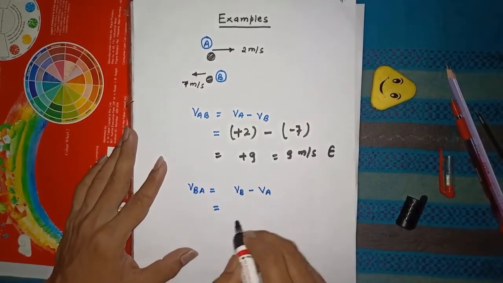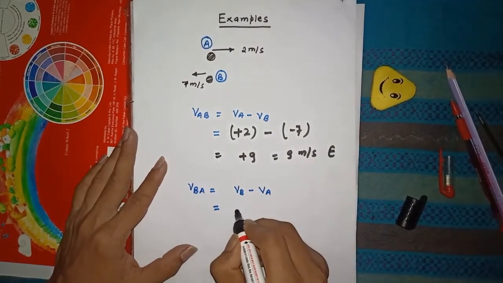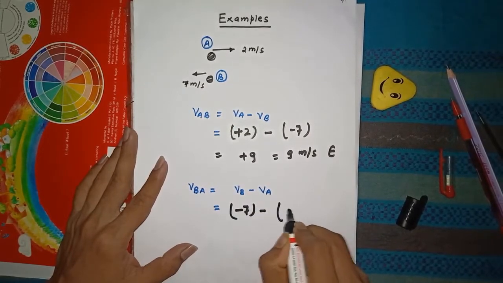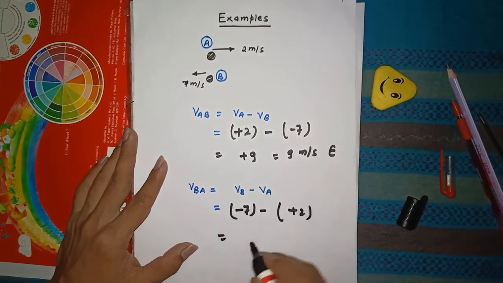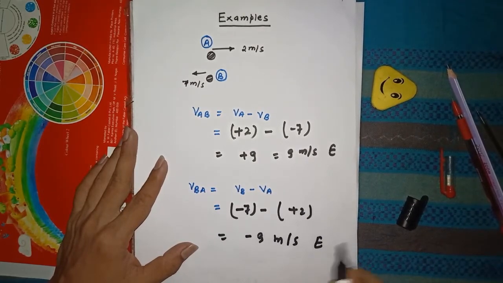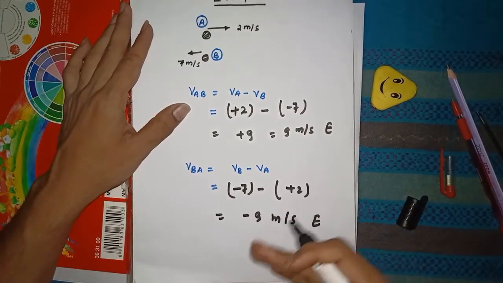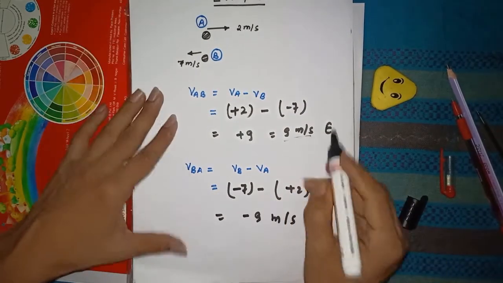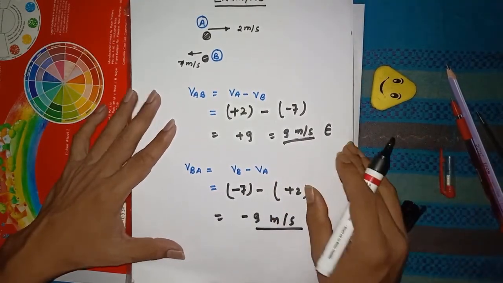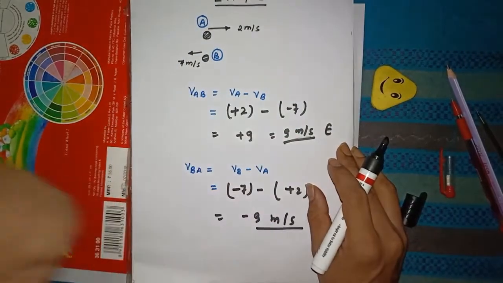Now in this case, if A is the observer and A perceives the motion of B, then you can write minus 7 minus plus 2, which gives minus 9. The magnitude is 9 in both cases, but the direction here is plus and here it is minus. So in every case the magnitude is the same but the direction is opposite.